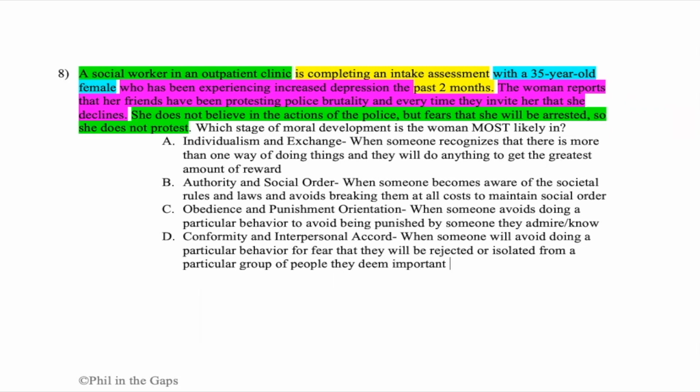Let's look back at the question to see what we're looking at in particular. So, quick review: we're a social worker at an outpatient clinic completing an intake assessment. Hop on top of the setting, because it always paints the picture of what we're looking at. It's our first time meeting with a 35-year-old female who has been experiencing increased depression for the past 2 months.